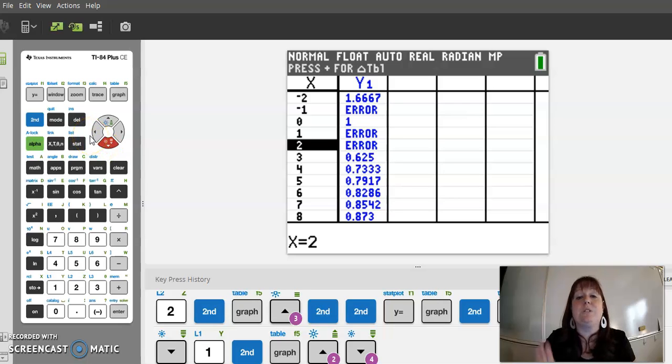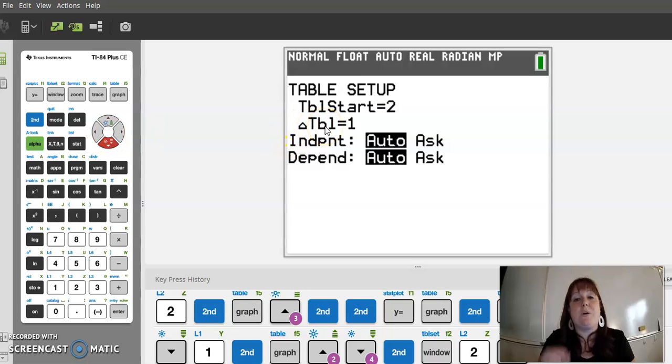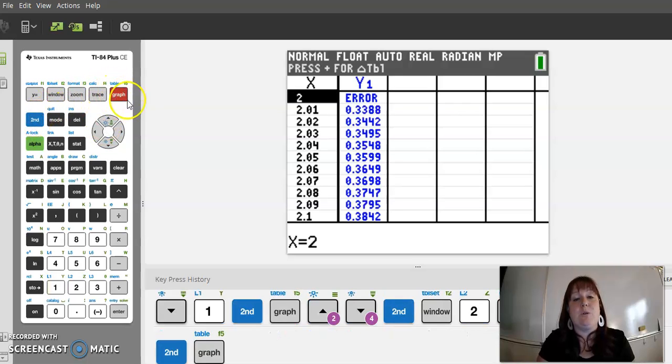So we're going to use the table to get a closer and closer look. We're going to go to Second, and then the button that says Window, it's also the table settings. So if you do Second, Table Settings, we're going to start at 2. And this delta table means how much do you want the table to change with each step? Well, 1 wasn't giving us very much information, right? Because it was asymptote, hole, asymptote, right? So let's go with 0.01. We're going to go with a much smaller change. We're going to go back to the table and look.